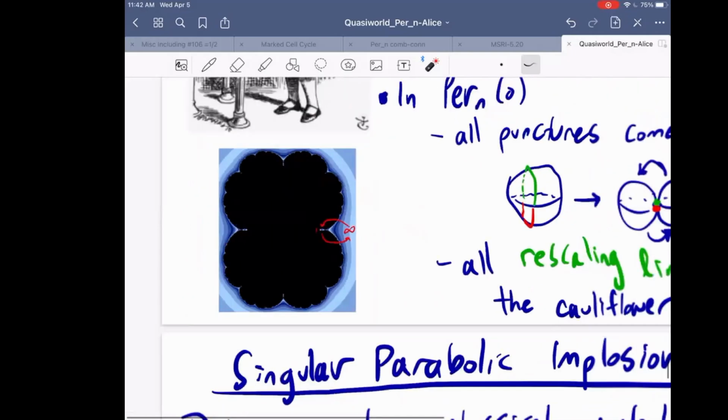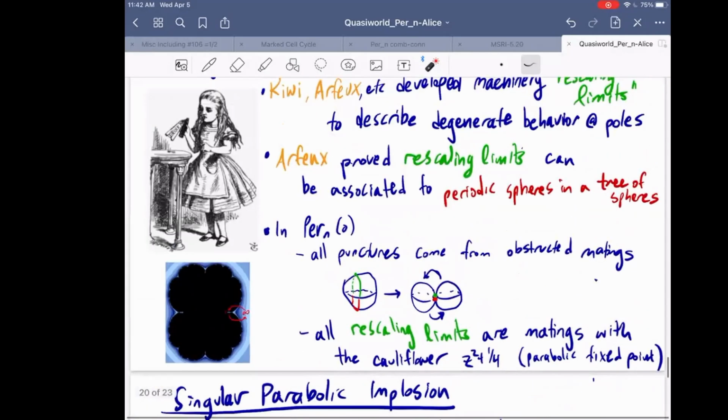So there's something going on here. In some sense, that puncture wants to be the cauliflower, which doesn't even live in our space. But we know then that because all punctures come from obstructed matings, all punctures have a rescaling limit that makes them want to be something that's parabolic. So you would want to see some parabolic implosion around them.